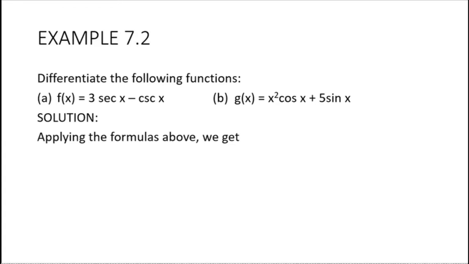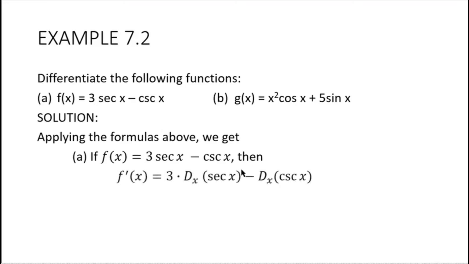Applying the formulas above, we get the formulas from earlier. So if f of x is equal to 3 secant x minus cosecant x, then the derivative of f of x is equal to 3, because this is a constant. So we can take the coefficient 3 times the derivative of secant x minus the derivative of cosecant x.